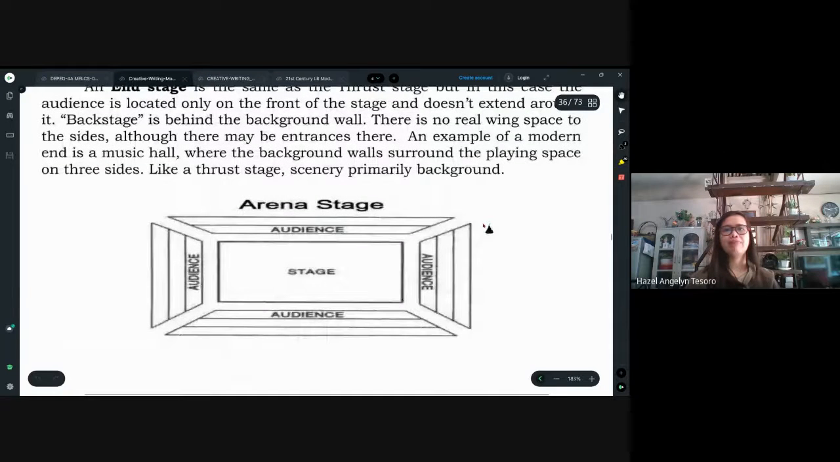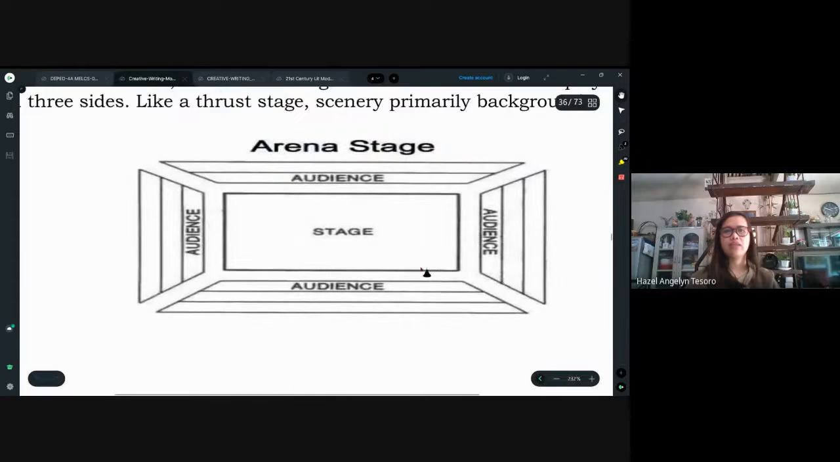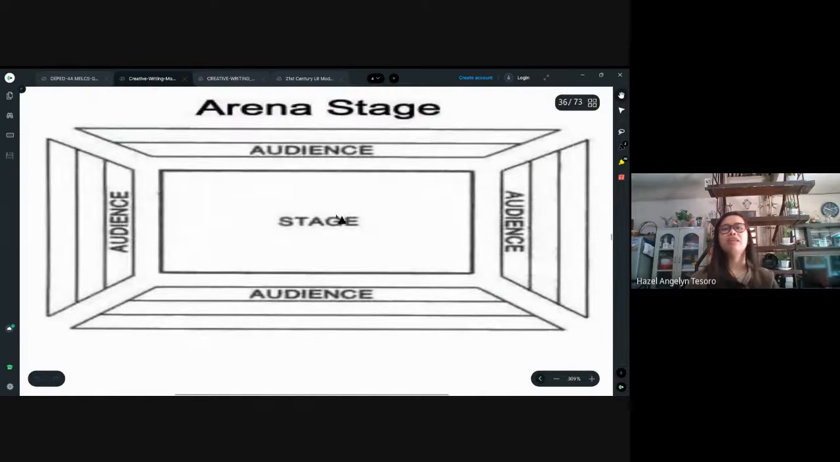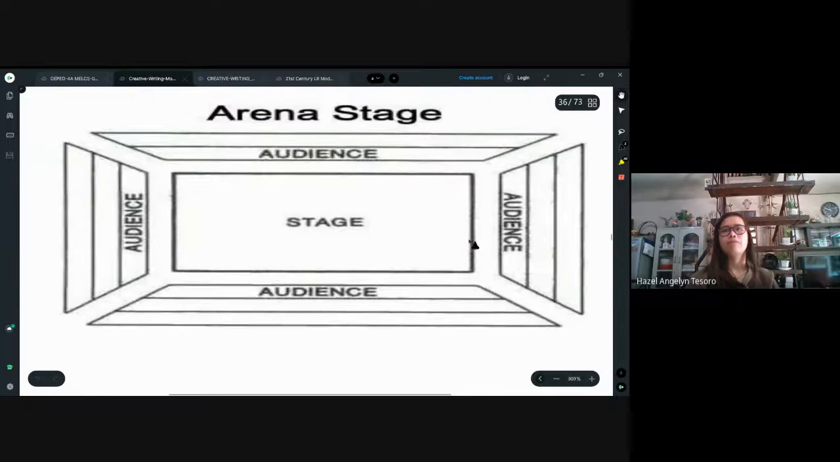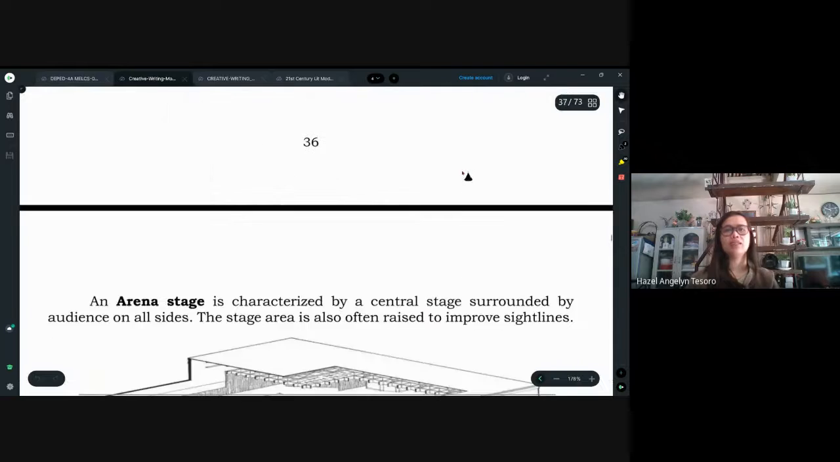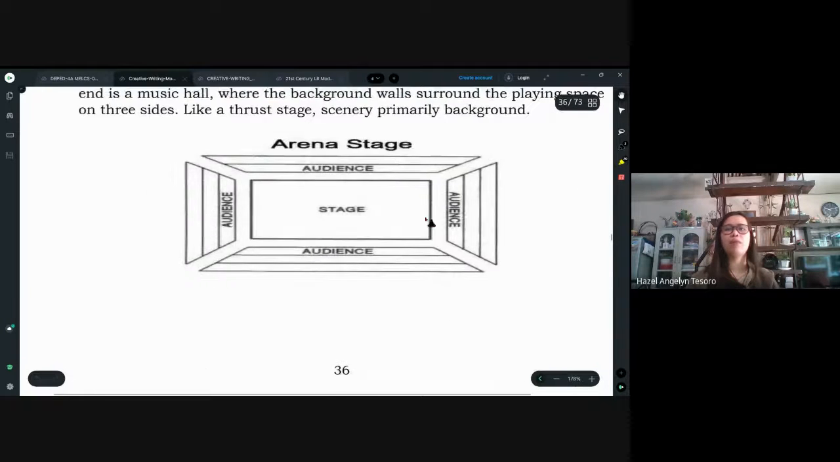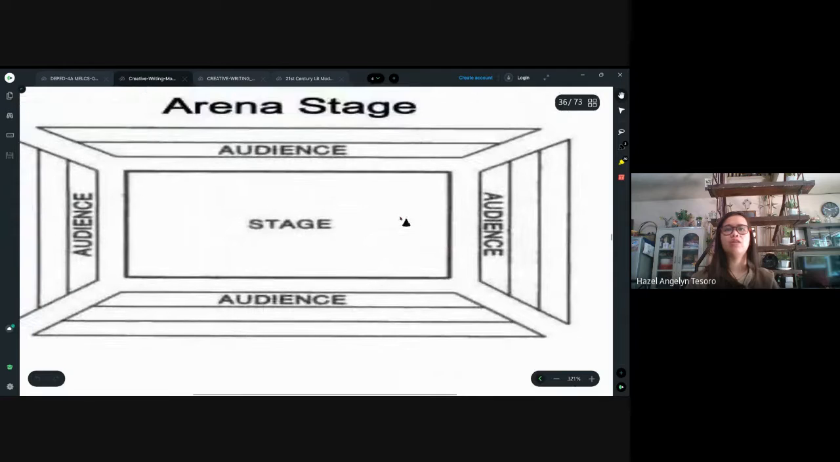So we also have the arena stage. The arena stage looks like this. Okay? Some others have it na rectangle, some others have it in a circle. No? So, yan yung sinaunang type pa rin ng stage. So, an arena stage is characterized by a central stage surrounded by audiences on all sides. So, ang hirap niyan, ang hirap umarte ng ganyan, audience on all sides.